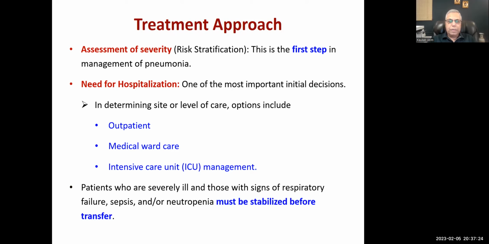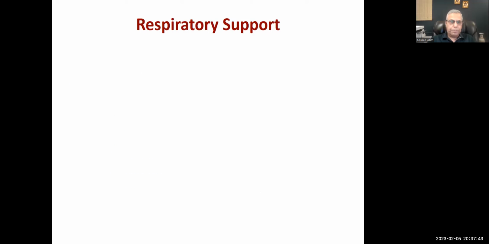Patients who are severely ill and those with signs of respiratory failure, sepsis, or neutropenia must be stabilized. If you have to transfer the patient to a better healthcare facility, then you must stabilize the patient before sending the patient to another hospital on an ambulance, okay?